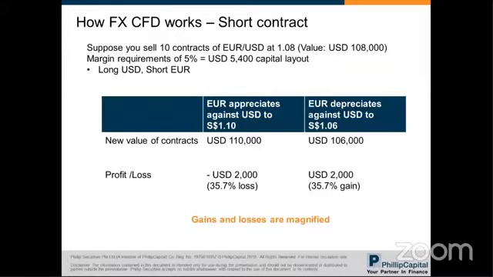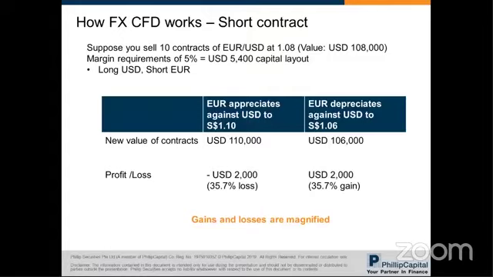Based on the first scenario, the market thinks that the euro will appreciate against USD. So that's when it went against you, and in this case you made a loss of 2,000 USD. So this will translate to a 5.7% loss.